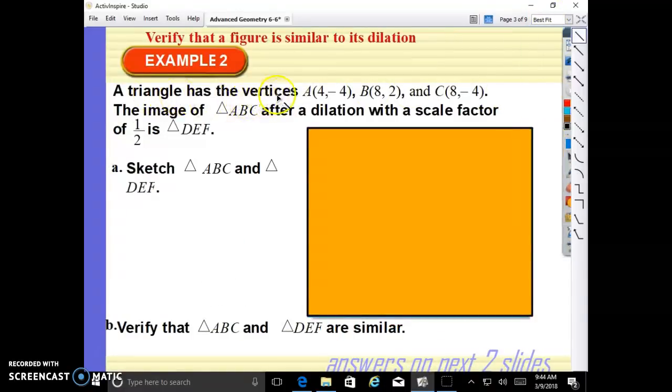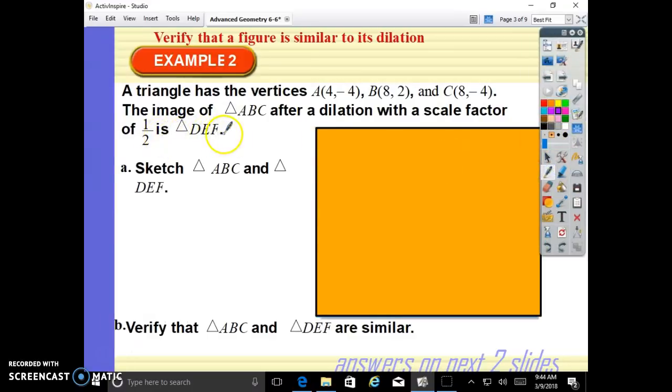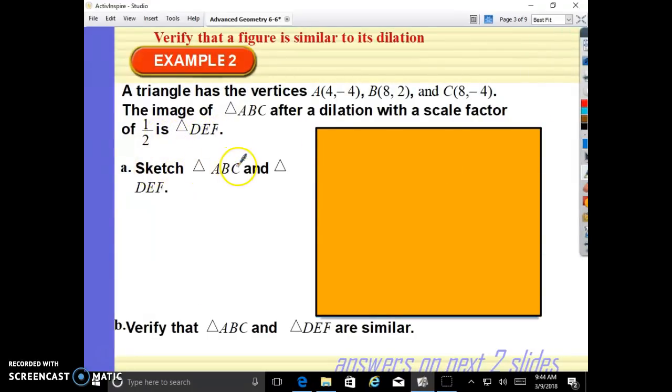A triangle has the vertices A (4, -4), B (8, 2), and C (8, -4). The image of triangle ABC after a dilation with a scale factor of 1/2 is triangle DEF. Sketch triangle ABC and triangle DEF. So our original triangle has these vertices: A at (4, -4), B at (8, 2), and C at (8, -4). Our image points are going to be triangle DEF.